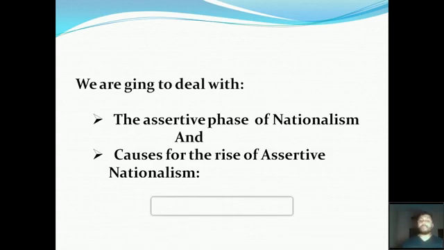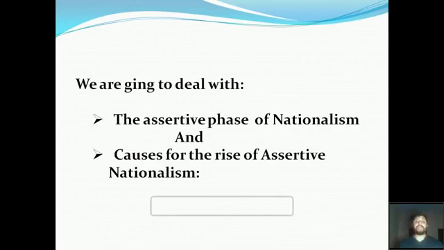Maybe you might be hearing this particular phrase, assertive nationalism, for the first time in your history studies. But you may be very familiar with the other phase, that is early nationalism. Assertive nationalism and early nationalism can be considered as the two sides of the same coin, because the disagreement between these two groups of people in the Indian National Congress led to the split in the Congress, and that particular split is known as Surat split 1907.